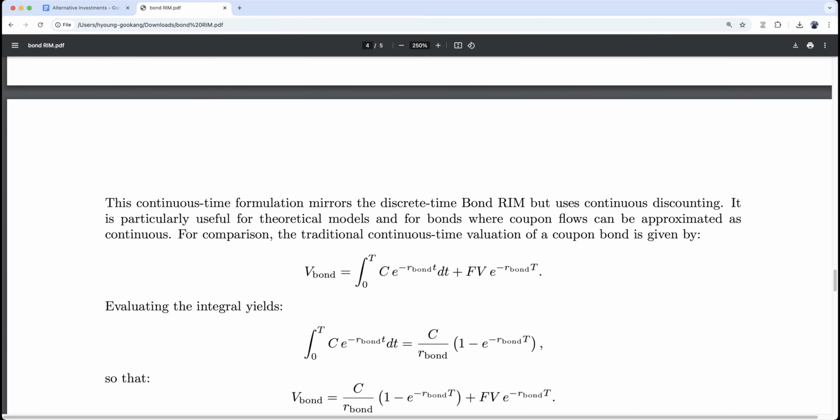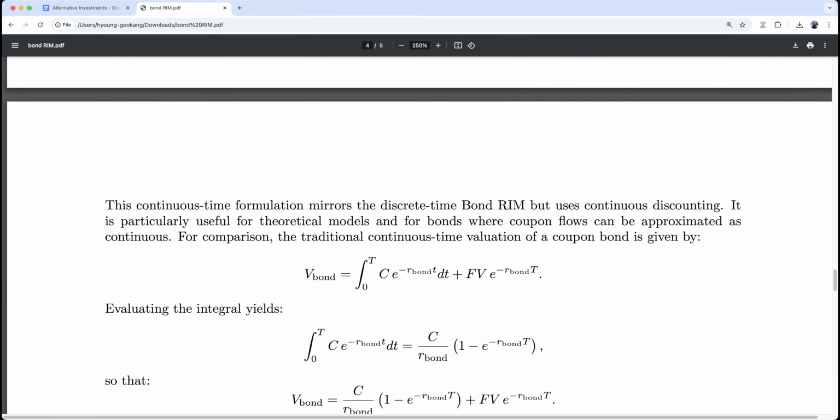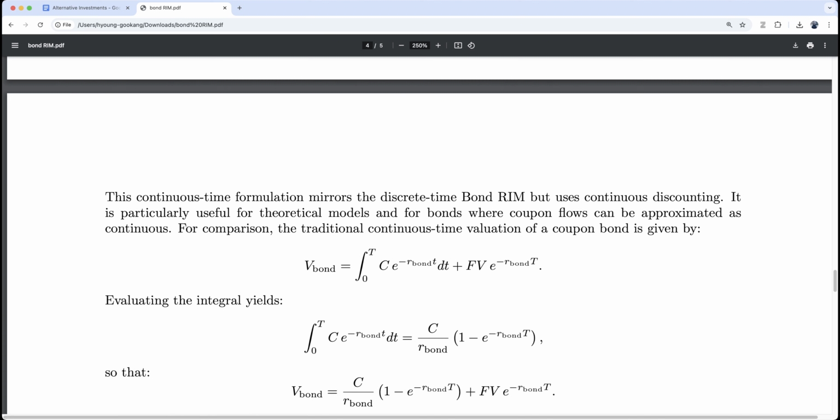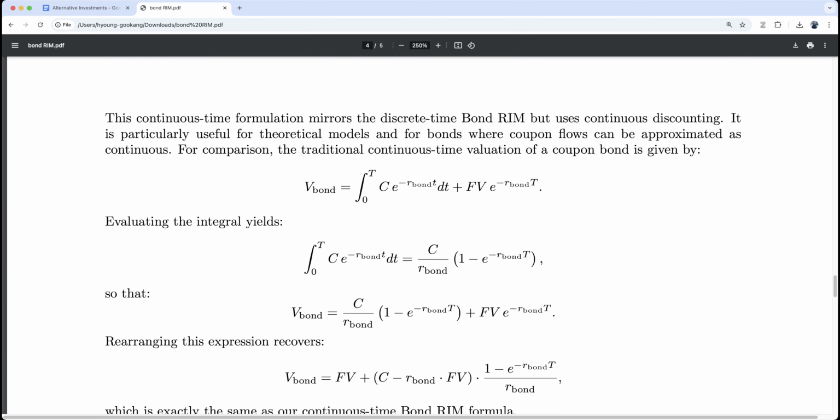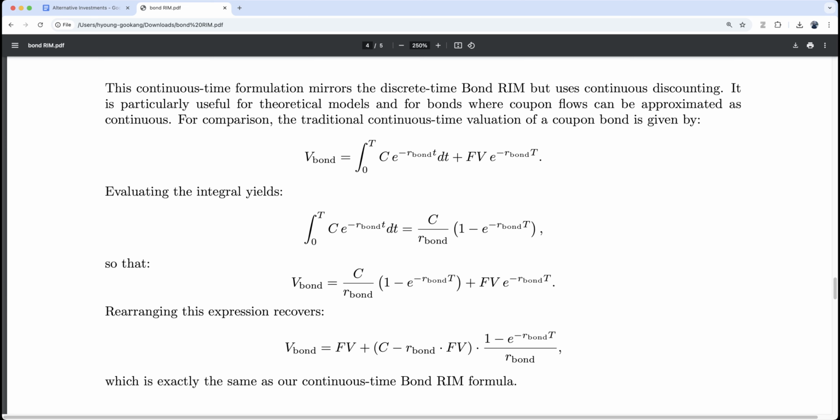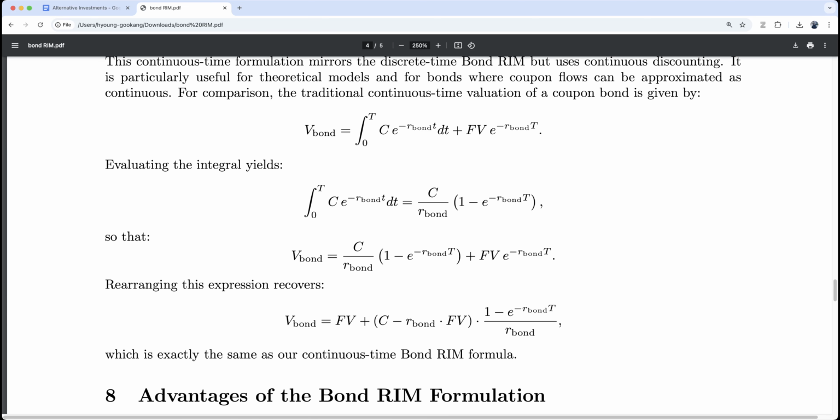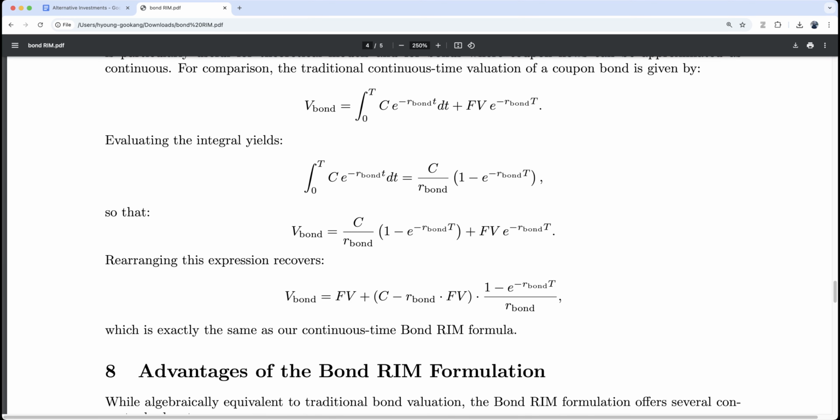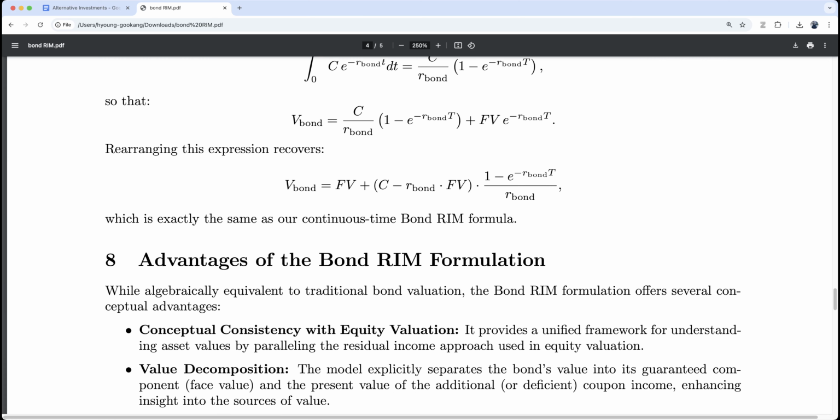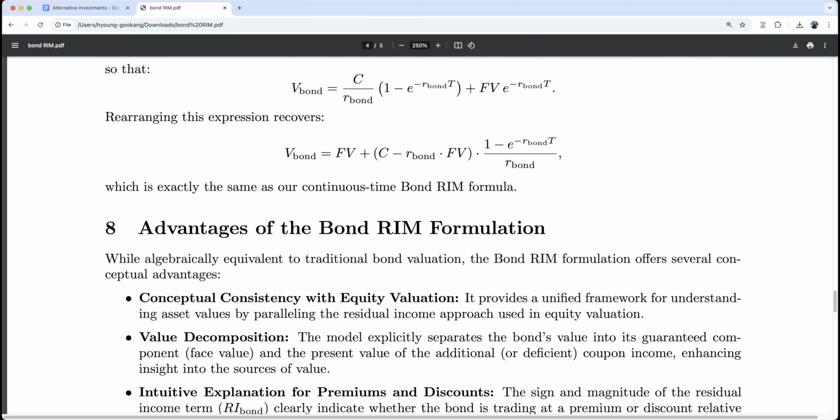For comparison, the traditional continuous time valuation of a coupon bond is given by this one. We discount C and FV. Evaluating the integration, we have this one, so the bond value looks like this. If we rearrange this, we have exactly the same as our continuous time bond RIM formula. Then what would be the advantage of the bond residual income formulation? I explained that the residual income model is particularly useful to price private debt.